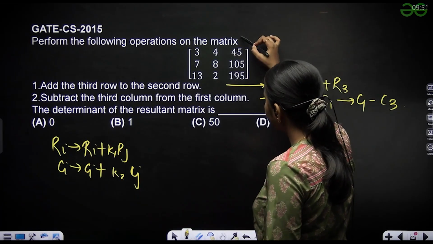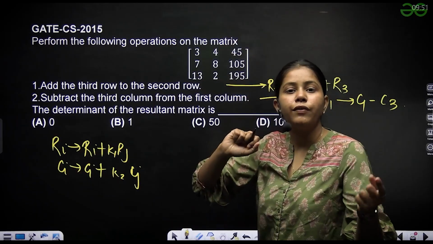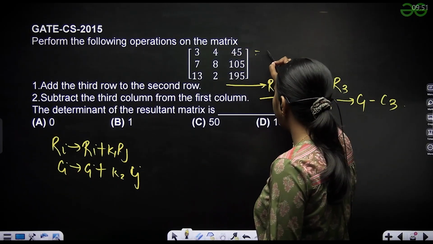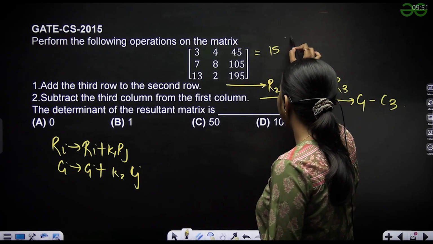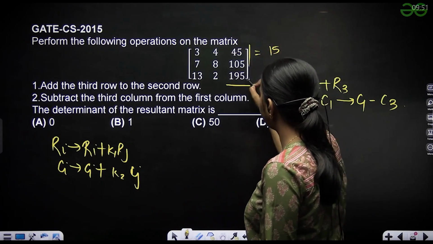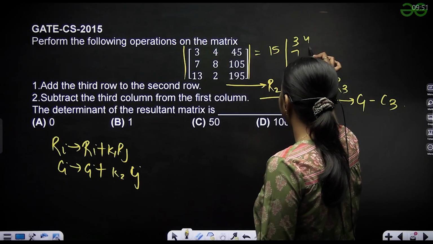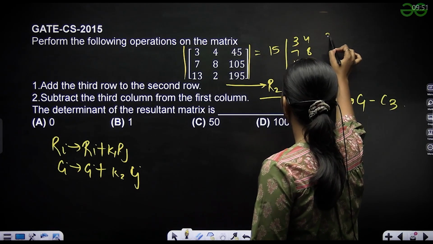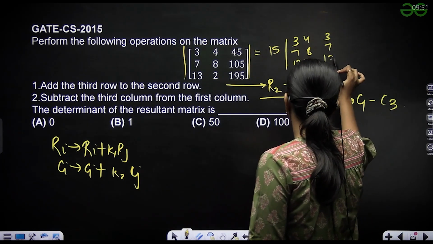So what I have seen is that I can take something common out of any column, because if I can multiply any scalar, I can take it common as well, na? So if I take 15 common from the C3 column, what would I get? Let's first convert this into a determinant: 15 into 3, 4, 7, 8, 13, 2. Keep it as it is. And 15 3s are 45, 15 7s are 105, and 15 into 13 would be 195.